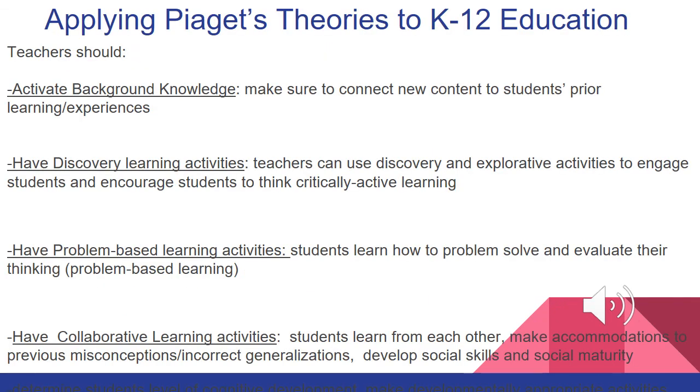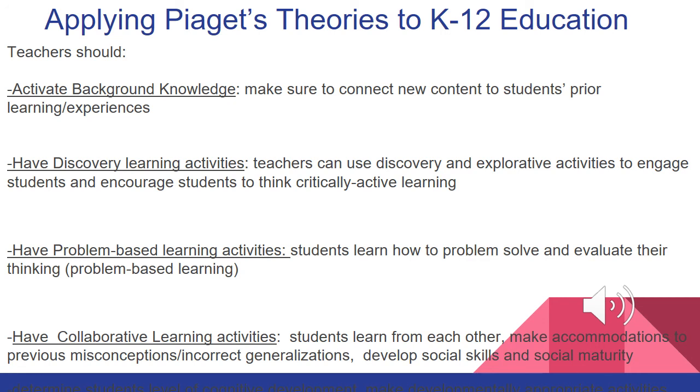Some important ways to apply Piaget's theories is to, first, activate students' background knowledge. Remember, we've talked a lot about the importance of schema and connecting the new information to the schema. In order to make sure students make those connections to help retain that information, you have to remind students of what they already know and then connect what they've learned specifically to previous lessons. Whatever you're going to teach that lesson, you need to go back and explain to them what they have done before and how it relates to their prior knowledge.